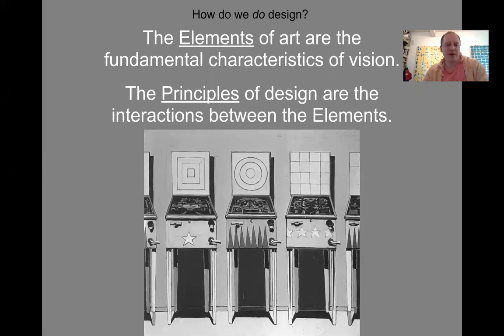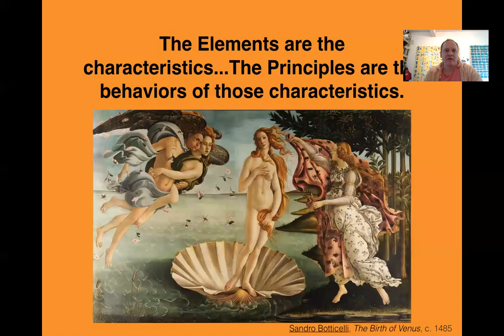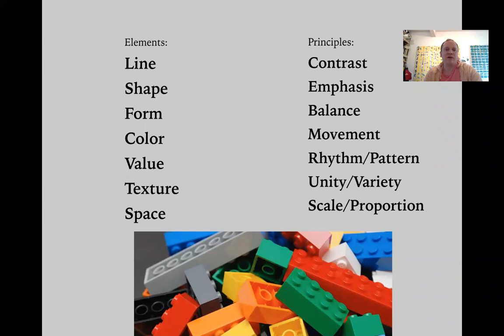So we need to understand these terms, the elements of art and the principles of design. The elements of art are the building blocks, the fundamental characteristics of vision, whereas the principles of design are the interaction between those elements, between those building blocks. So the elements are the characteristics and the principles are the behaviors. So the elements are line, shape, form, color, value, texture, and space. And the principles are contrast, emphasis, balance, movement, rhythm and pattern, unity and variety, and scale and proportion.